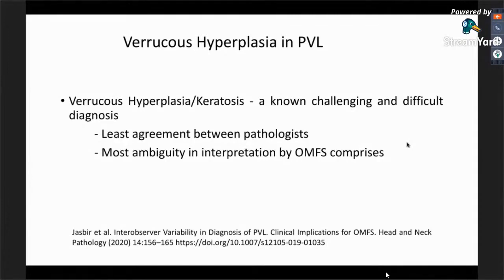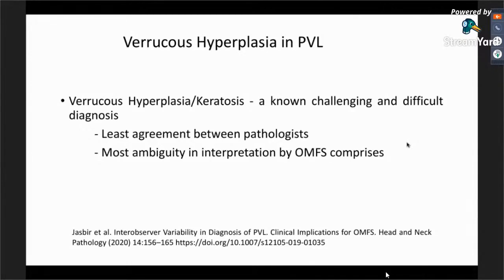Okay, and this is a more recent study by Jasbir et al., where they have a number of pathologists look into inter-observer variability in diagnosis of proliferative verrucous leukoplakia, and it is very difficult. And they find that the most difficult part is the diagnosis of verrucous hyperplasia. And then they actually also look into the implications to the oral maxillofacial surgeon. And the oral maxillofacial surgeon is plagued by a number of diagnoses, verrucous hyperplasia, verrucous keratosis, and things like that.